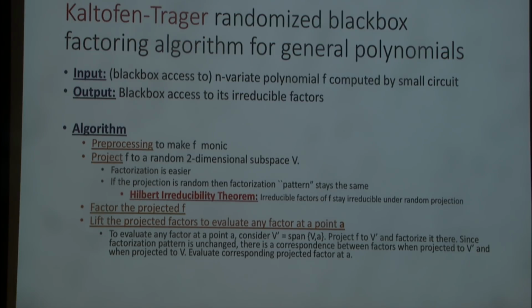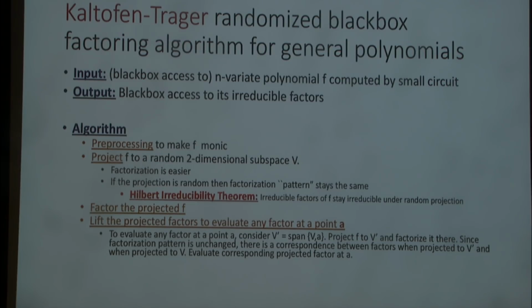Now, if for V we had this strong guarantee that irreducible factors stay irreducible, then for V prime we have the same guarantee, because V prime is bigger than V. So if an irreducible factor stayed irreducible on V, it can't reduce on V prime. So if V was a good two-dimensional space, V prime will also be good.